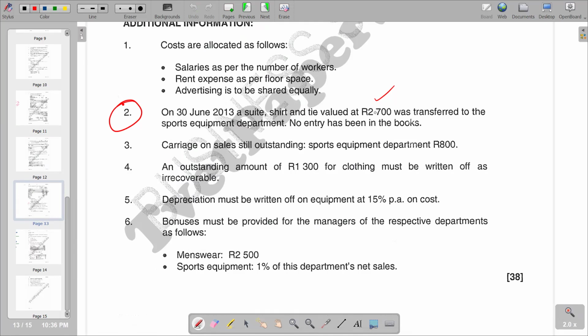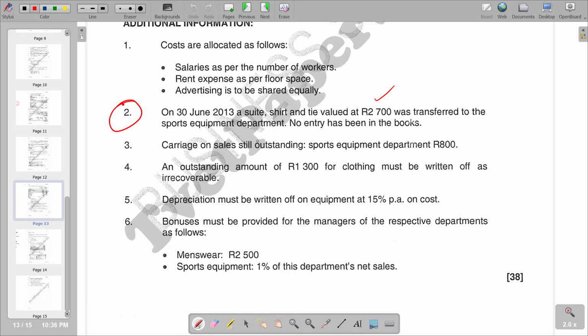We've got inventory that is moving from the menswear department in the form of our suit, shirt, and tie, 2,700, and it's going into the sports equipment. So basically, from where it is coming from, that is the menswear department, is going to be a negative, and then it becomes a positive, an addition to the sports equipment. So basically, that's what we are doing.